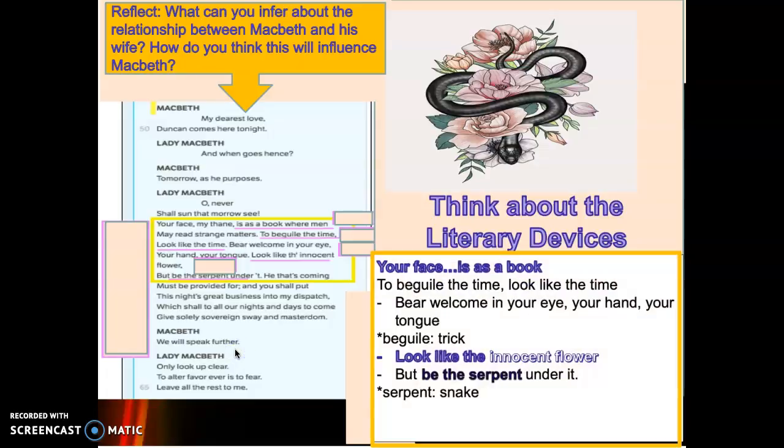Your face is as a book. To beguile the time, look like the time. Bear welcome in your eye, your hand, your tongue. Beguile means trick. Look like the innocent flower, but be the serpent under it. Serpent means snake. This is an illustration of the scene: the flower that is hiding the snake underneath.